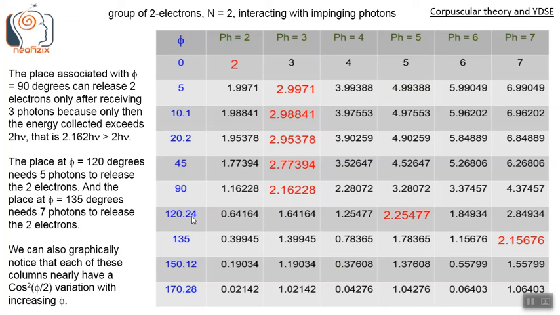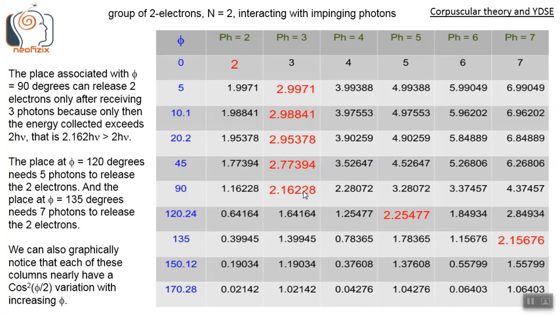And the place associated with phi equals 120 degrees needs 5 photons to release the 2 electrons, because only after receiving 5 photons does its energy level exceed 2 h nu. And we saw at 135 it needs 7 photons to exceed the energy 2 h nu. So as the phase difference angle increases, it needs more and more photons to release 2 electrons from this group.